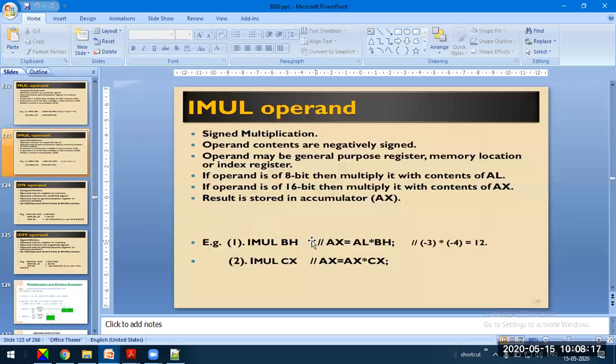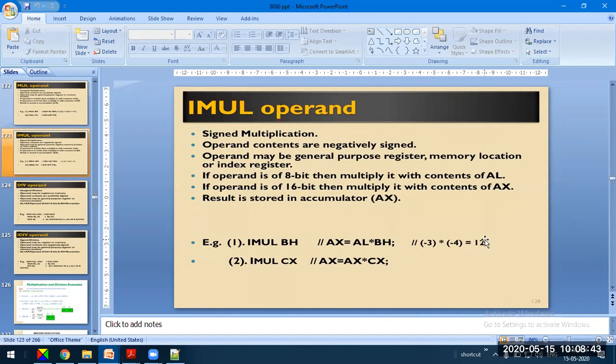We'll take one example, IMUL BH. So AL has one of the signed 8-bit data. The result can be bigger than 8-bit, stored in the AX register. For example, if both are negative, the result is positive anyway. If one of them is negative, the result is going to be negative. When the result is negative, it is stored in the form of 2's complement. We'll see that later.